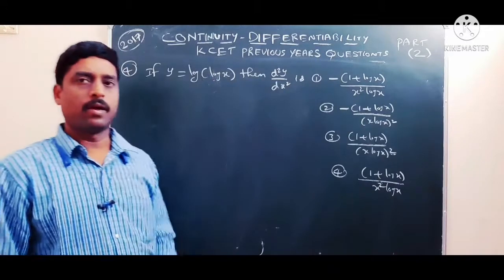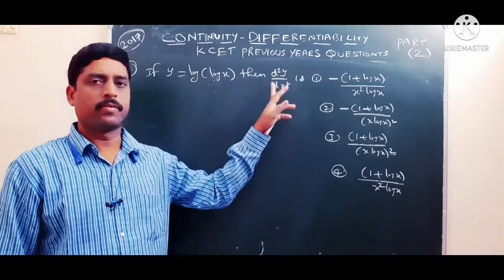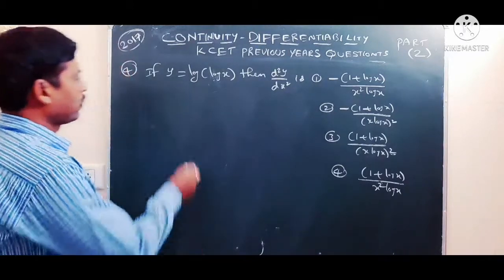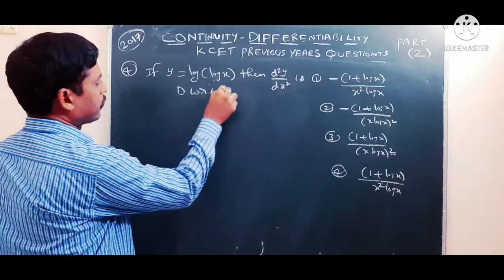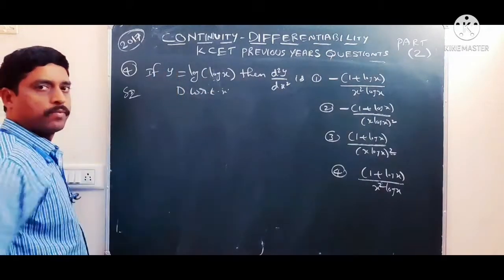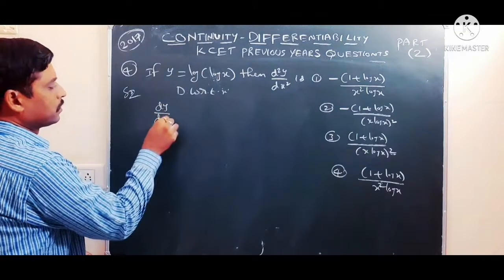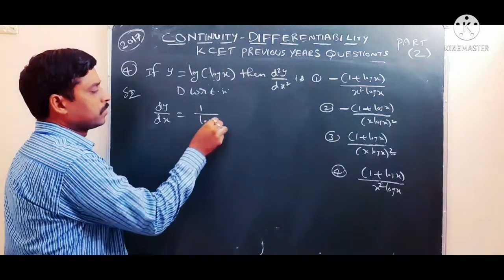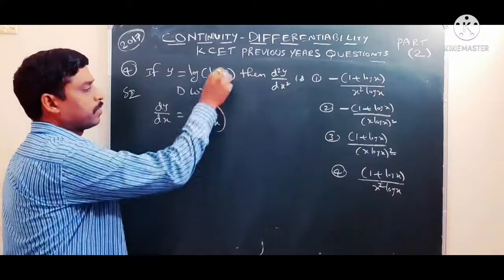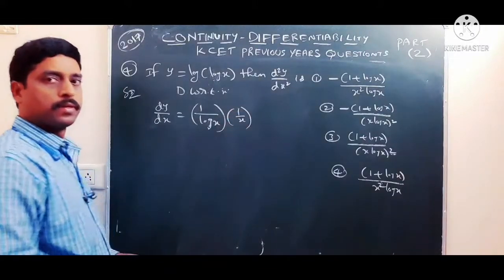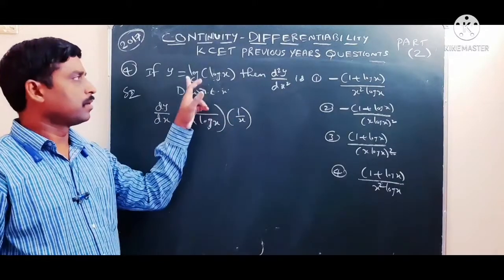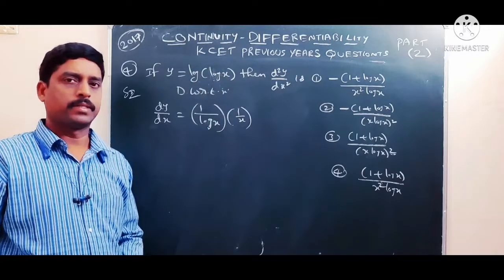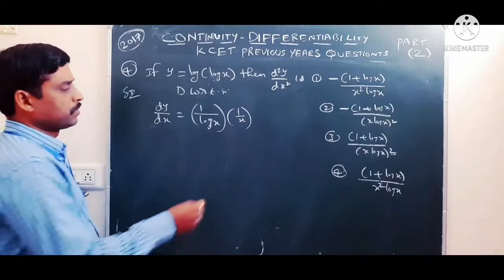The y function is given as log of log x. We have to find d square y by dx square, the double derivative. First, take the derivative on both sides. So the derivative of y is dy by dx. The derivative of log of log x is 1 by log x into the derivative of log x, which is 1 by x. Two logarithm functions are there, so we use the chain rule.